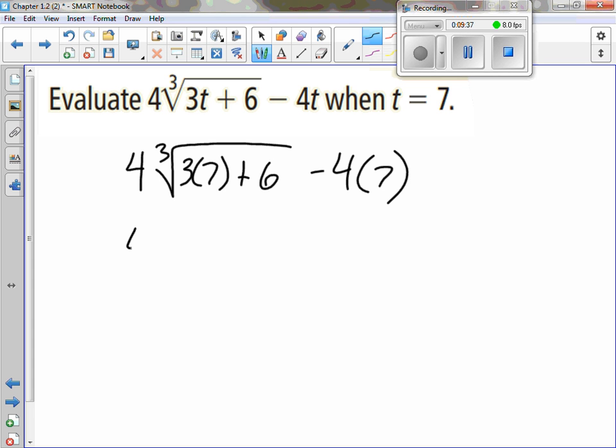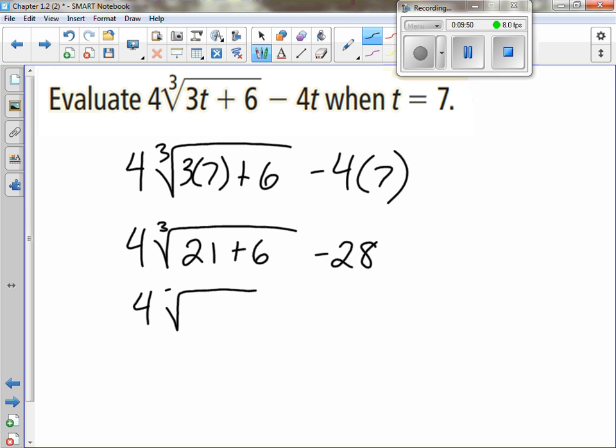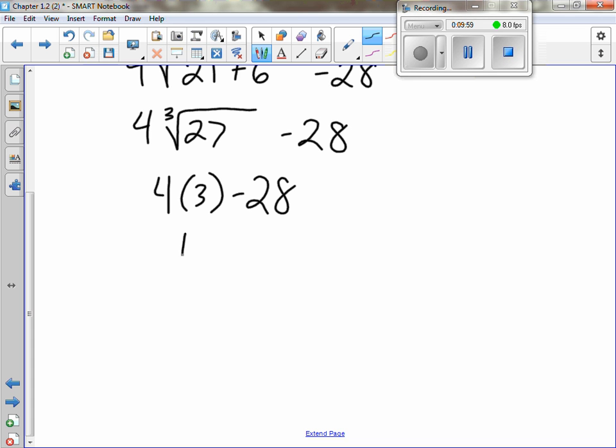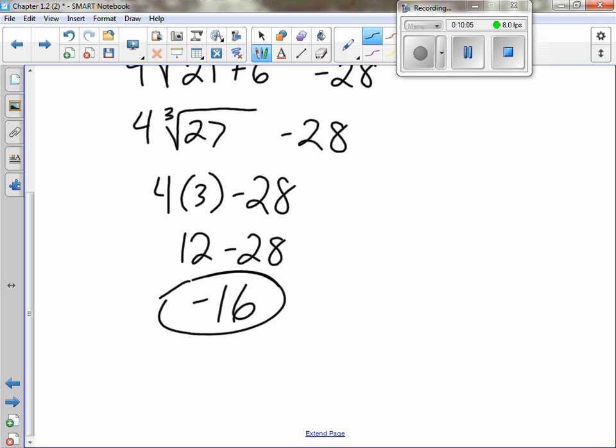And at this point here, you can plug this all into the calculator, or we can do it by hand. 3 times 7 is 21 plus 6. 4 times -7 is -28. Now 21 plus 6 is 27. Now the cubed root of 27 is 3, so we have 4 times 3 minus 28. Well, 4 times 3 is 12, and 12 minus 28 is negative 16. And that's it. That's all we have to do for this here. We're just plugging it in and simplifying.